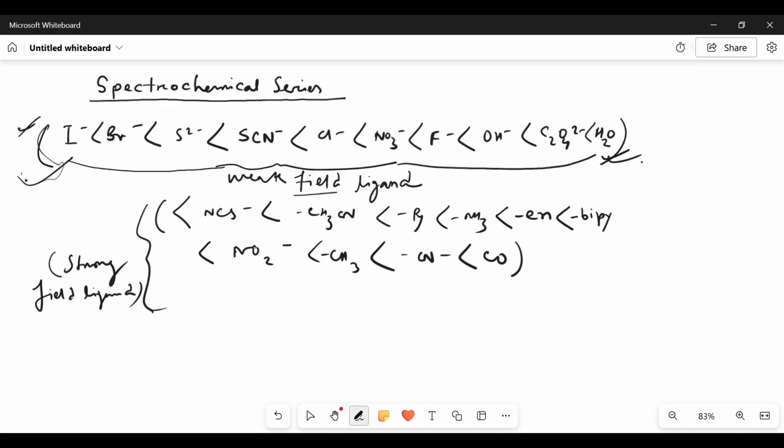methyl cyanide, pyridine, amine, ethylene diamine, bipyridine, nitrite, methyl cyanide, and that is CO group. CO group means that is carbonyl group. So these all are the strong field ligands. Okay. So how to remember? What is the short trick to remember weak field and strong field? Let us see.